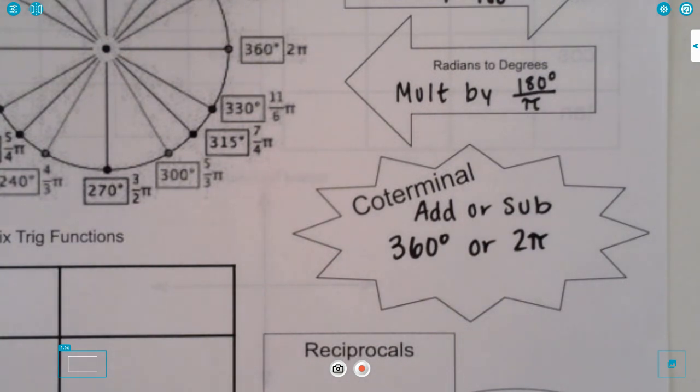Okay, there are 3 of those on your review. There is 1 in radians and 1 in degrees on your quiz.